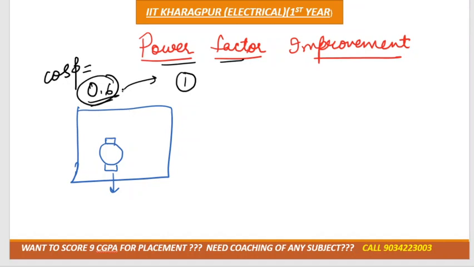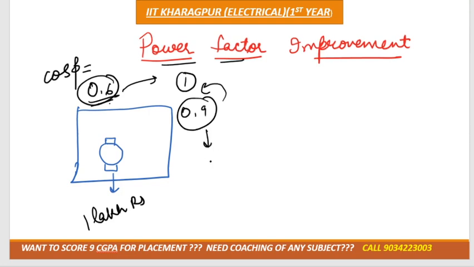Why? Because every month otherwise you have to pay a penalty to the government. Suppose your power factor is as low as 0.6, then every month you have to pay 1 lakh rupees to the government. Okay. But if you improve the power factor to, suppose, 0.9, which is approximately near to 1, your penalty amount would decrease. Maybe it would be 10,000. Okay. And again if you increase from 0.9 to 1, then your penalty amount will decrease to 0.